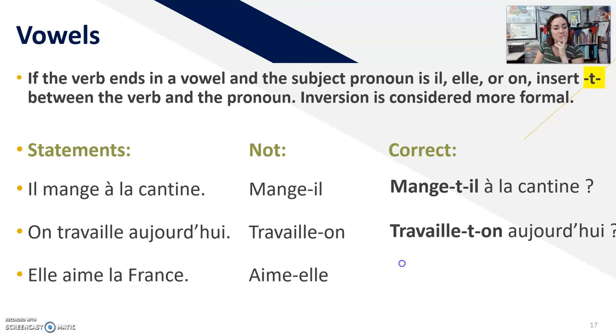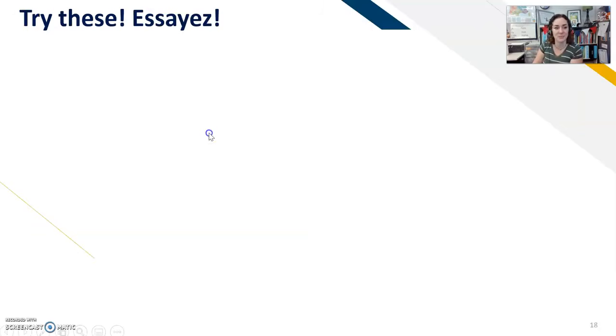Kind of interesting. Elle aime la France. I can't say aime-elle. That sounds too flowy. I gotta break it up a little bit. Aime-t-elle? Aime-t-elle la France? Let's look at examples. What would I do here? Il adore dessiner.